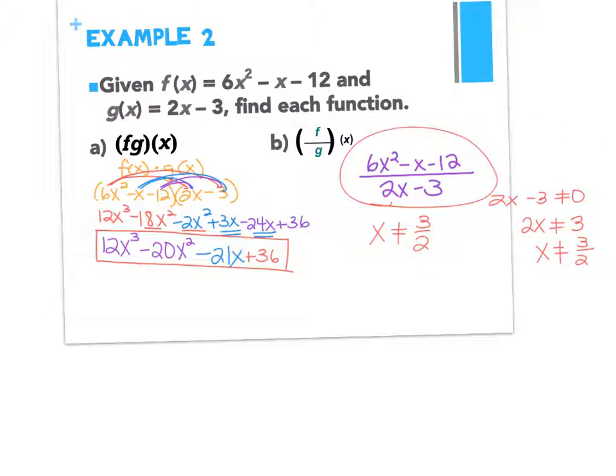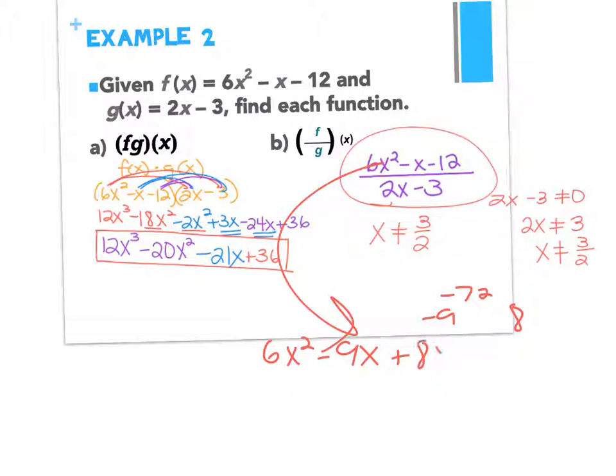Sometimes it will and sometimes it won't. So I could try to factor this. So negative 72, and then negative 9, positive 8. So this would be 6x squared minus 9x plus 8x minus 12. Factor by grouping. Wait, but what do you factor? I'm factoring the top. So instead of dividing, you can factor it and see if it's even factorable.